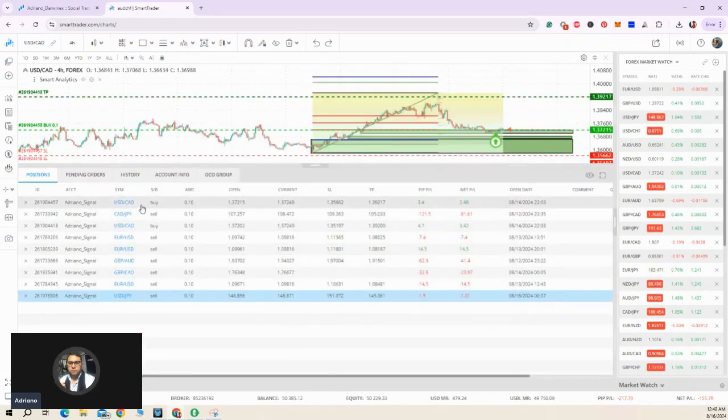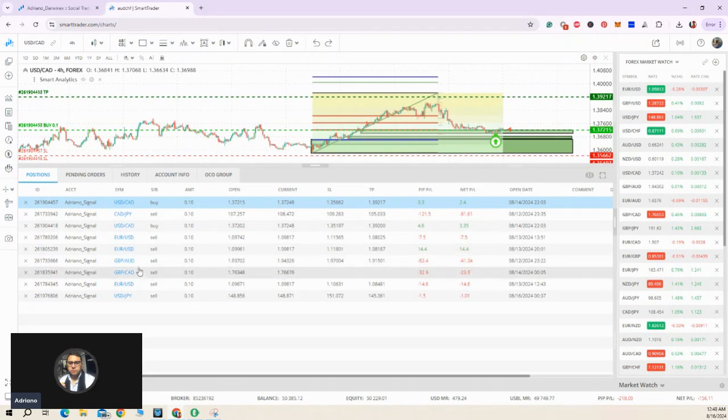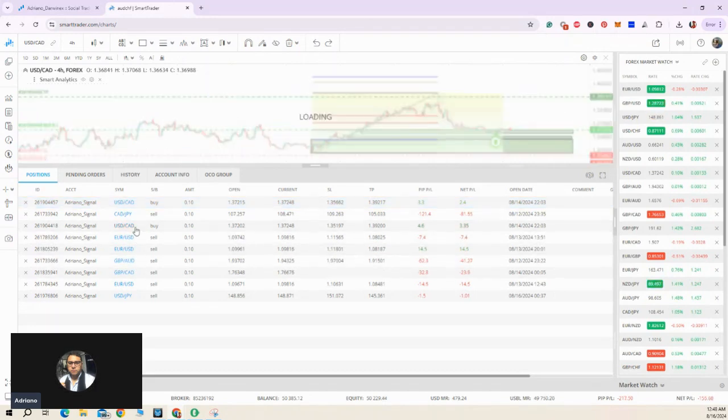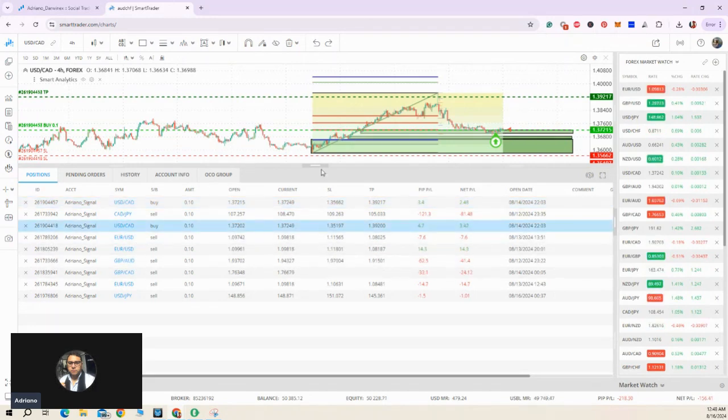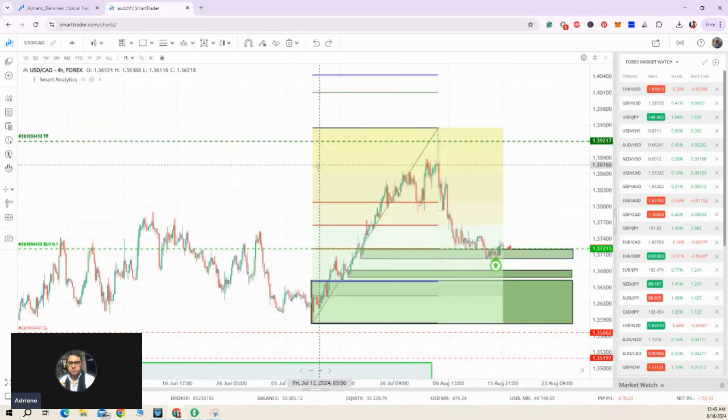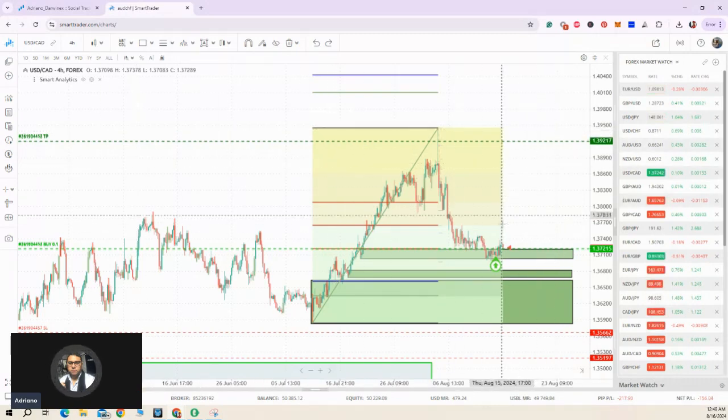So USD CAD, and another one, USD CAD. So it's here. Nothing that I can do on H4 right now. We're gonna move to 15 minutes later to see if we can find more trades. But for now, let's just pass on.